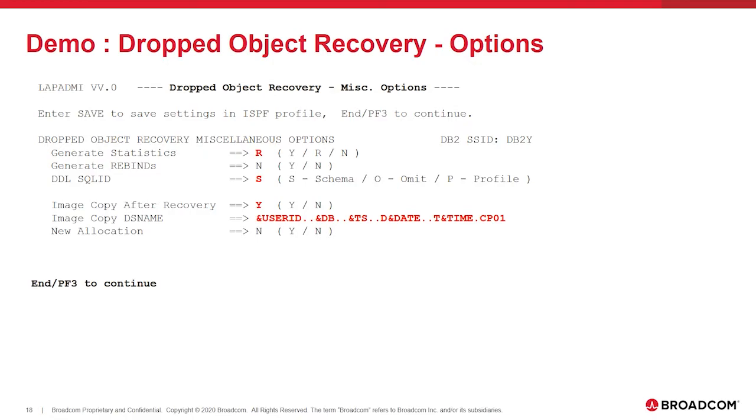DDL SQLID: S as schema, so that the create statements to recreate the object use the same SQLID that was used to drop the object. Image copy after recovery: specify yes to create a second image copy of the object after the recovery completes. Image copy DS name: you specify the name of the image copy. And now you press PF3 to continue.